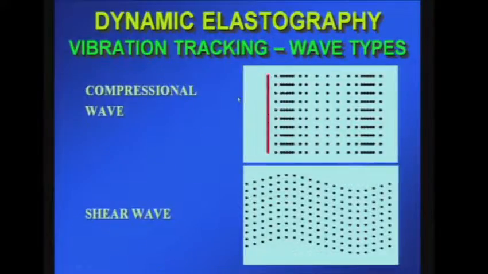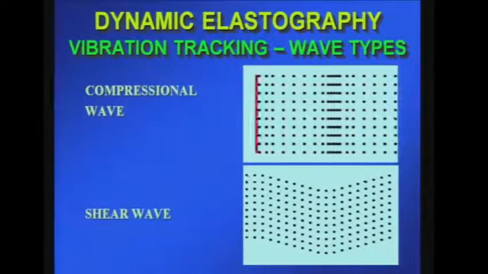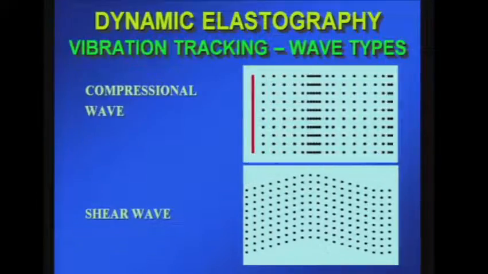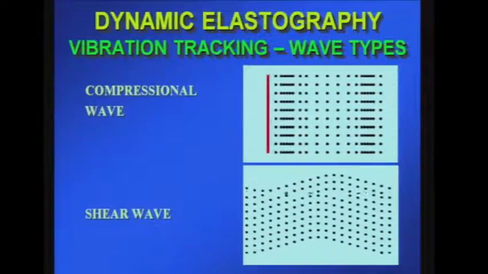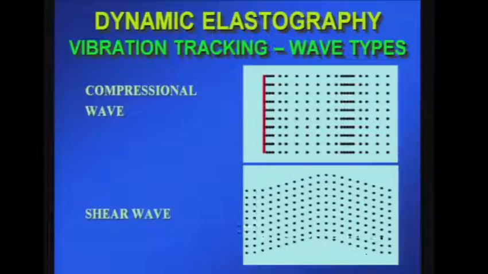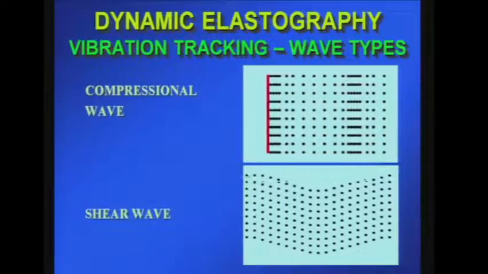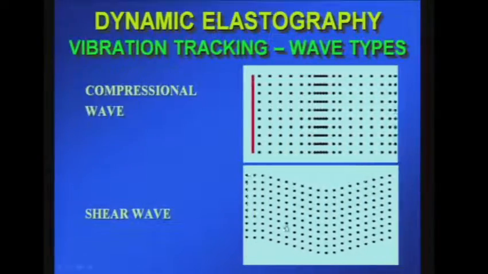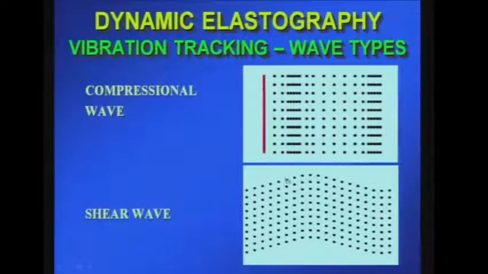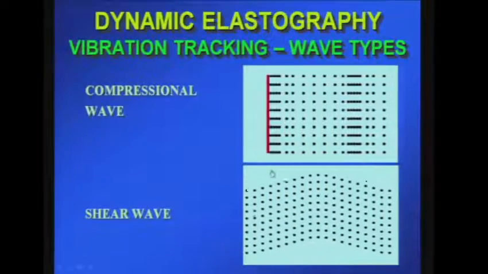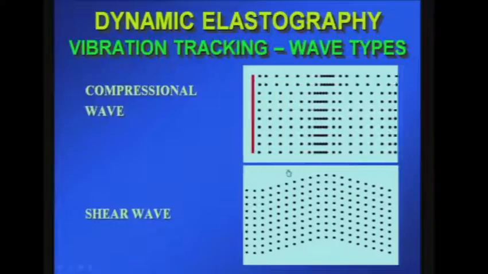Here's an example of a compressional wave and then a shear wave. As you can see, the compressional wave is a longitudinal wave where you have areas of compression and then relaxation, where the shear wave is oscillating from side to side. And you can see that by sending tracking pulses down, you can track the motion of the tissue as it moves towards and away from the transducer, if the transducer were up here.